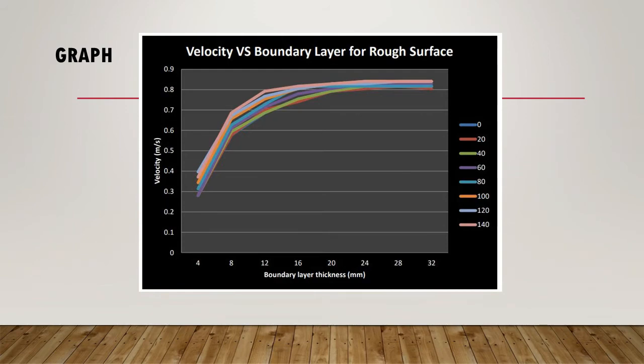For the smooth, you can see that for almost each of the plate distance is quite close to each other. However, for the rough, there are noticeable gaps between them. However, they are still increasing steadily.